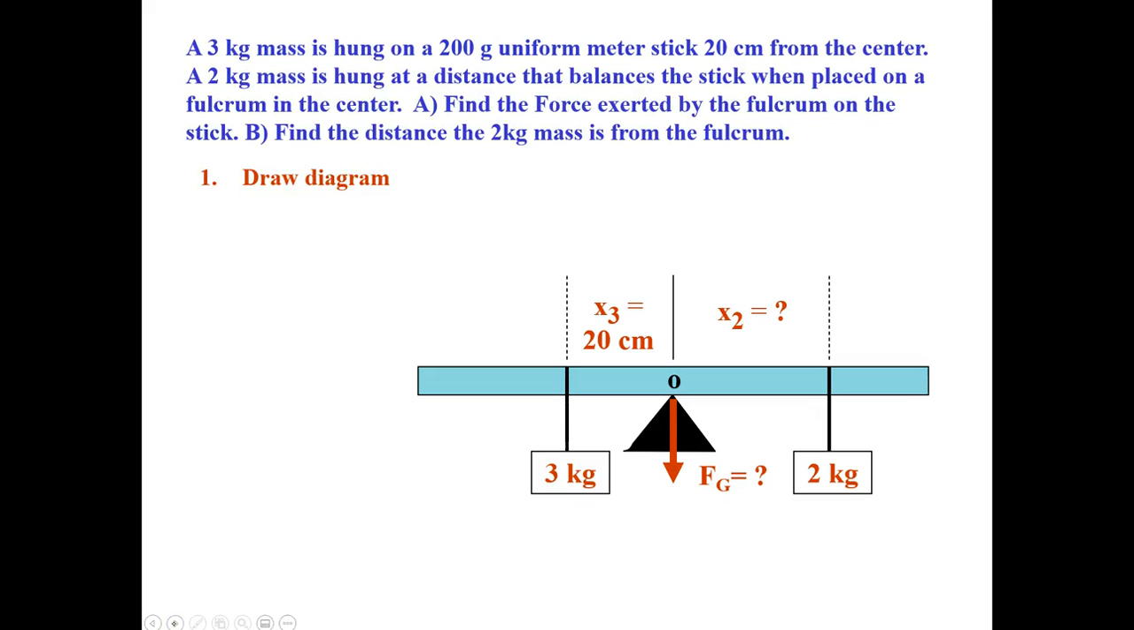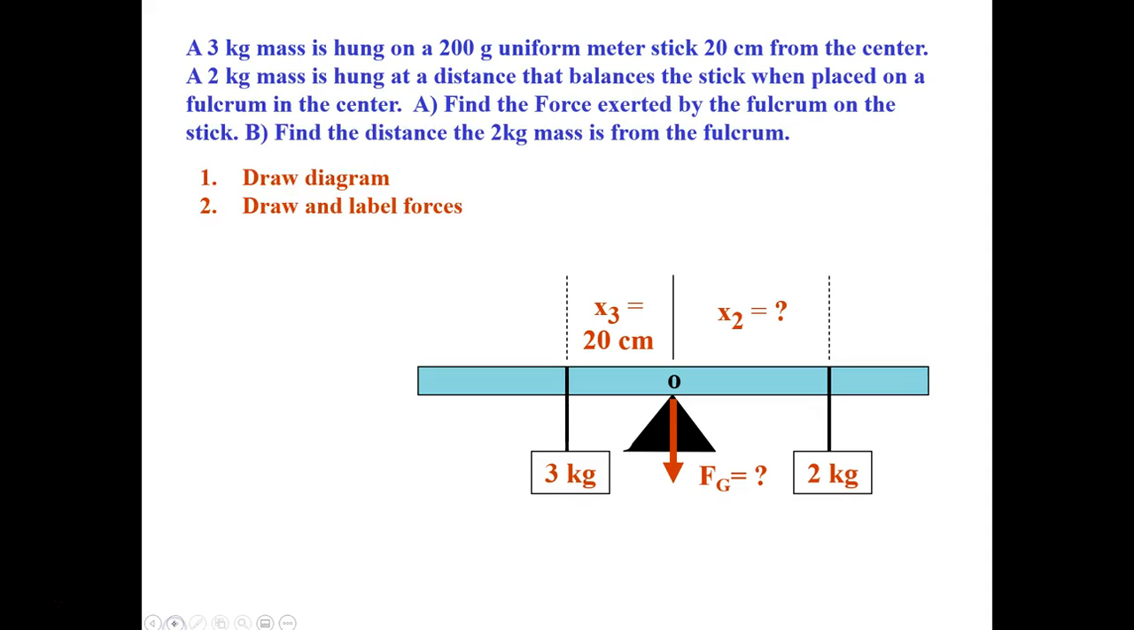So here we have an example problem. We have a 3 kilogram mass hung on a 200 gram uniform meter stick, 20 centimeters from the center. A 2 kilogram mass is hung at a distance that balances the stick when placed on a fulcrum at the center. Find the force exerted by the fulcrum on the stick and find the distance that the 2 kilogram mass is from the fulcrum itself.